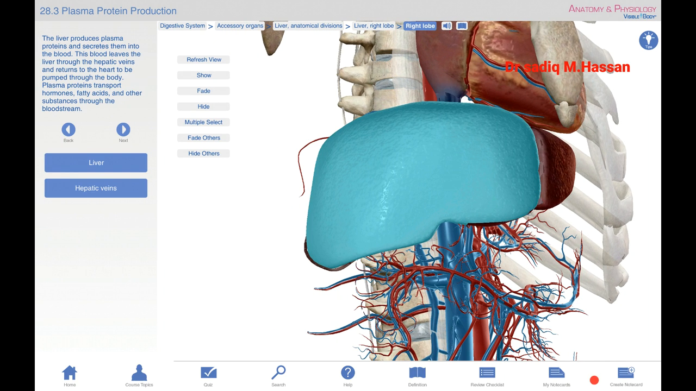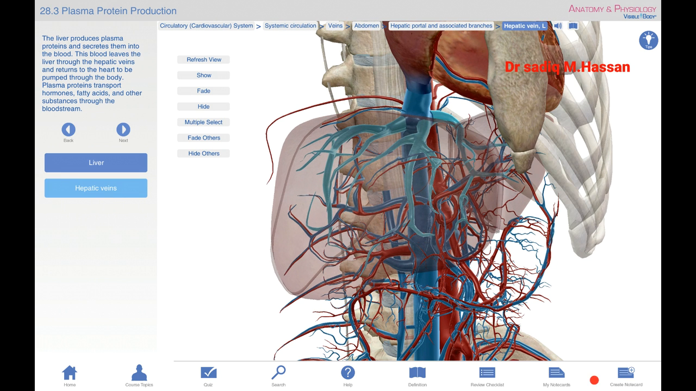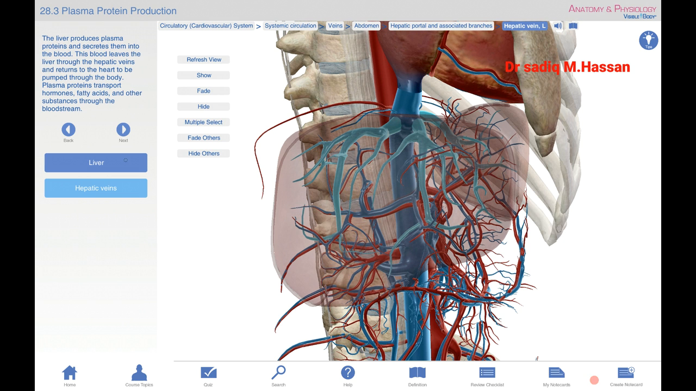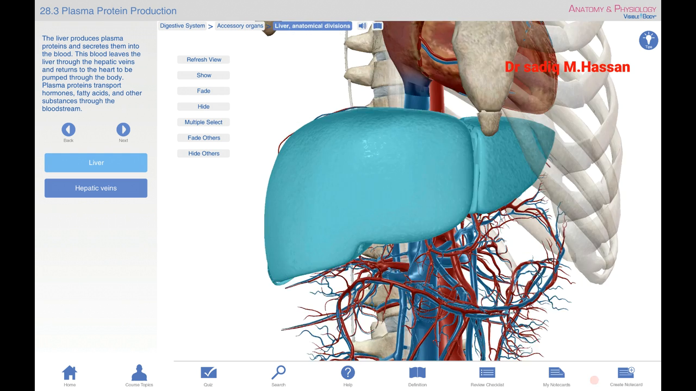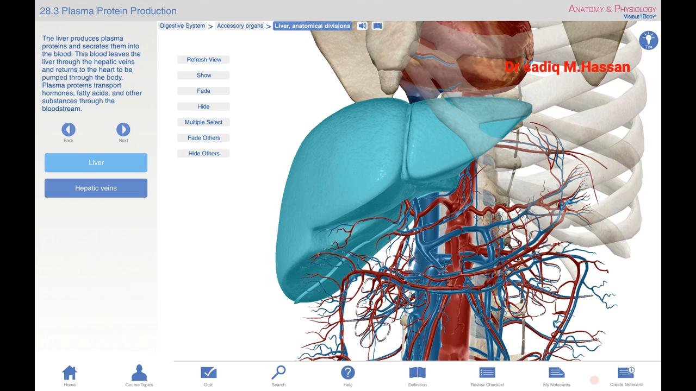Now, the liver is also a digestive system organ, an accessory organ. But here we mean that it produces the plasma proteins. Here are the blood vessels we are talking about. These are called hepatic veins. As an organ, the liver also produces erythropoietin, 30% of the erythropoietin. We will see that shortly.